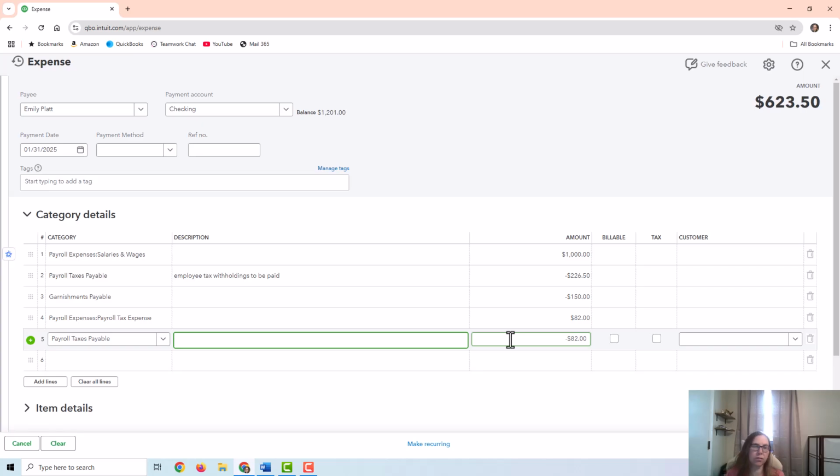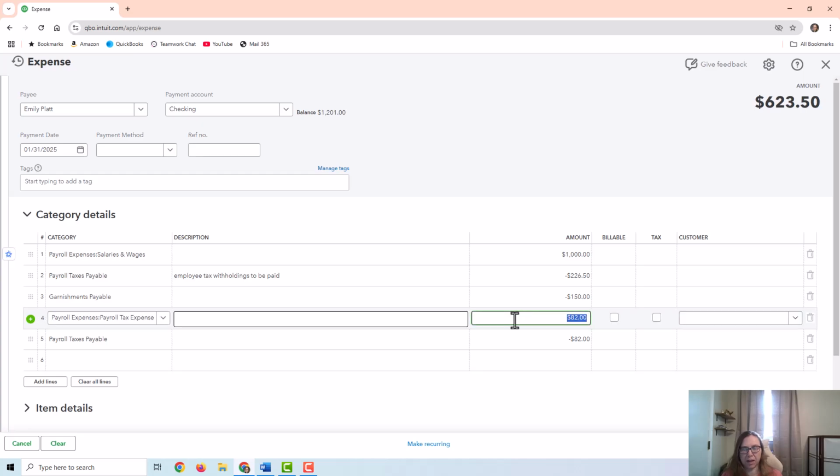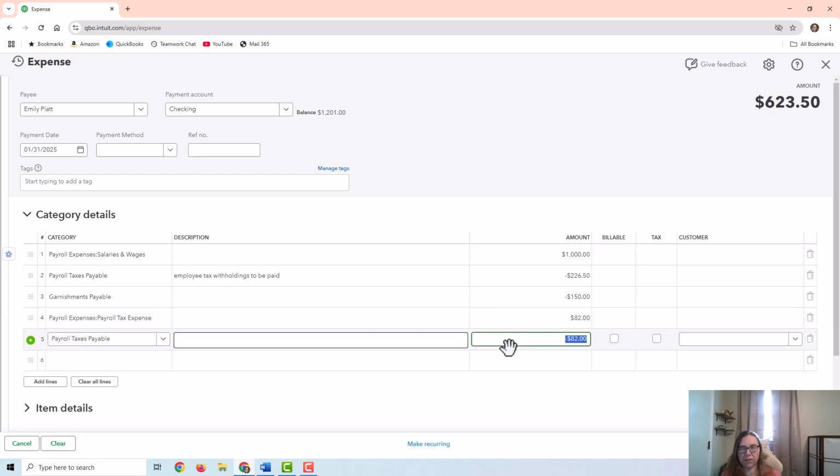And I will show you on the reports how this all looks, but subtracting on a check or an expense in QuickBooks is the same thing as doing a credit. The check itself is a credit to cash or checking, and then positive numbers are debits, negative numbers are credits. I've got the money as a positive number and a negative number because it doesn't affect the employee paycheck, but it is part of the equation, part of the situation, because the employer has to pay these taxes as part of this process, as part of this payroll.